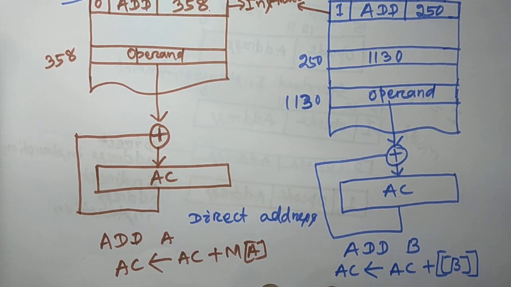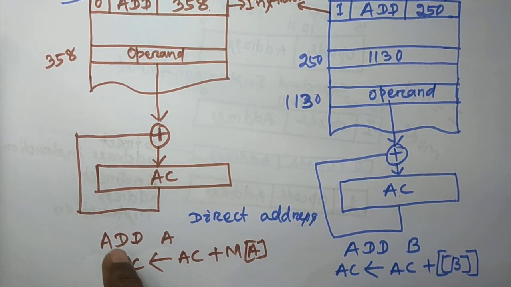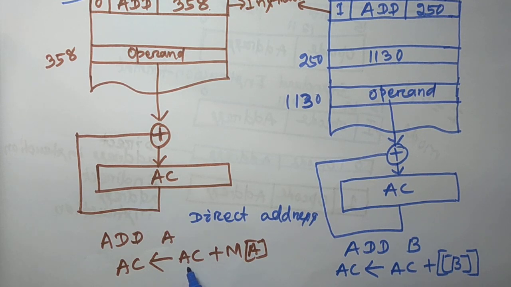So for example, suppose the instruction is given as ADD A. Then you take an expression like this: accumulator plus the data accessed from memory, where the memory operand is given. The operand data is accessed from memory, added with the accumulator, and stored in the accumulator.